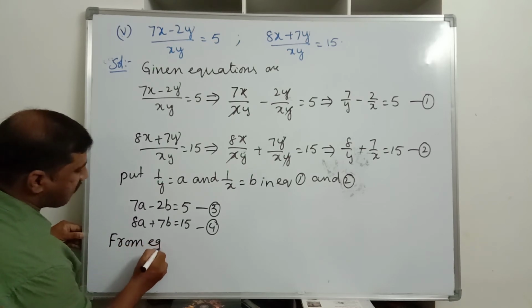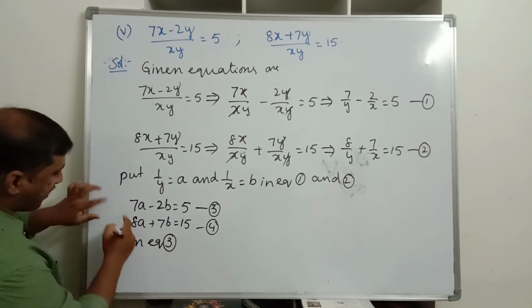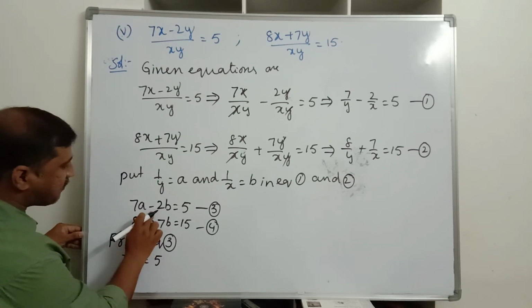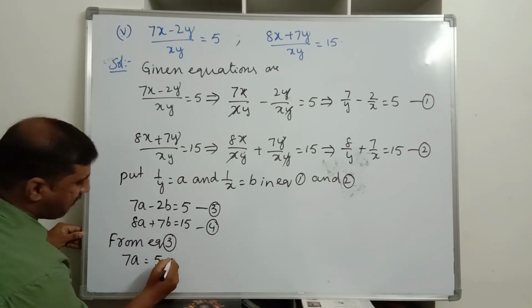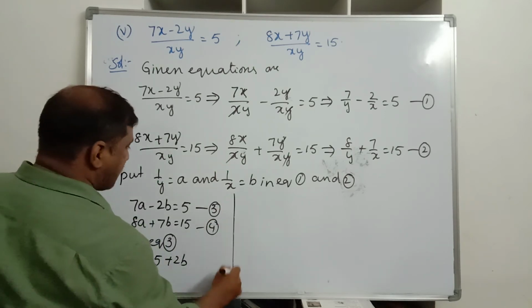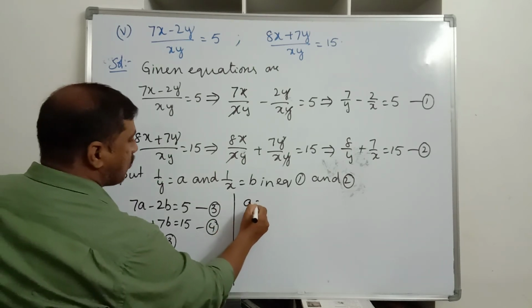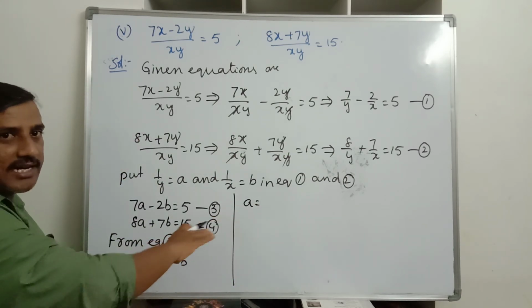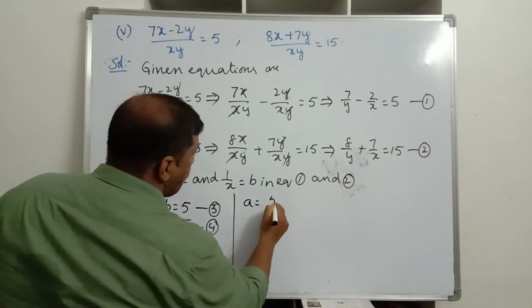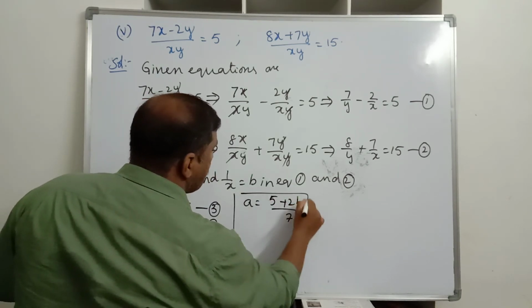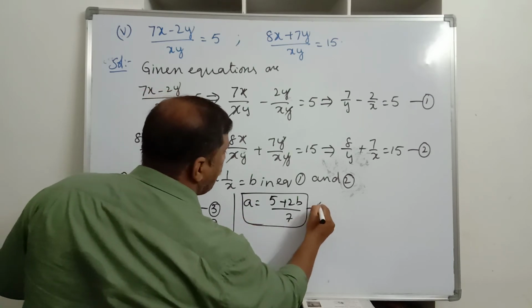From equation 3, 7a is equal to 5. Transpose minus 2b to the other side, it becomes plus 2b. 7a is equal to 5 plus 2b. Now a is equal to what? 7a means 7 into a, transposed to the other side, it divides. a is equal to 5 plus 2b divided by 7. Now you take this as equation 5.